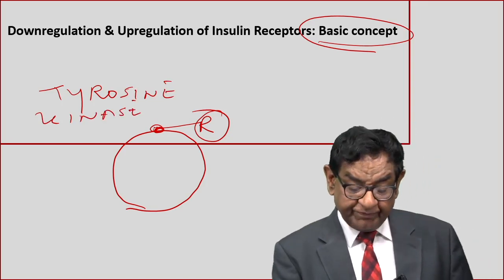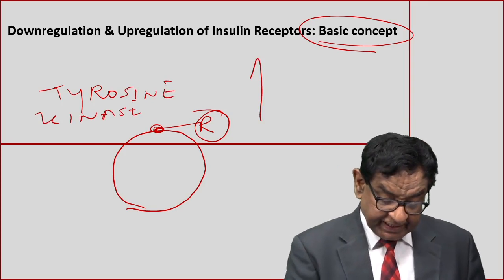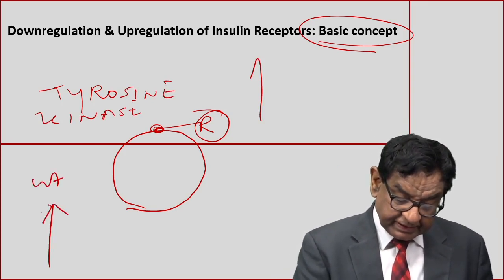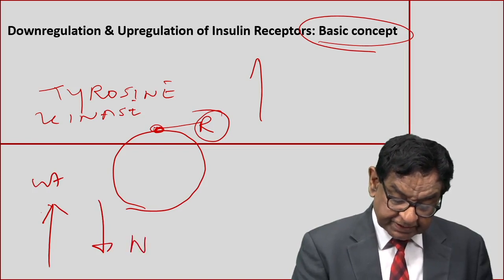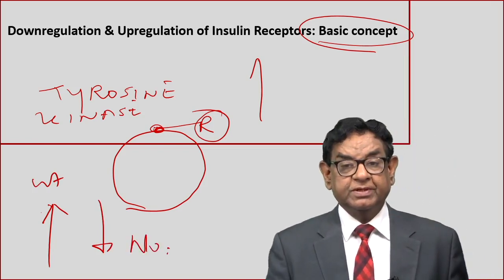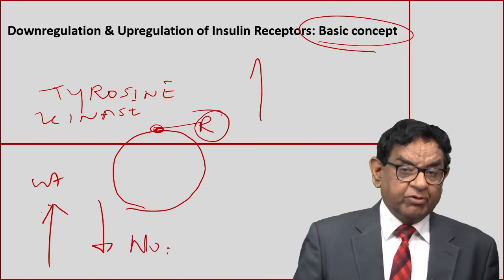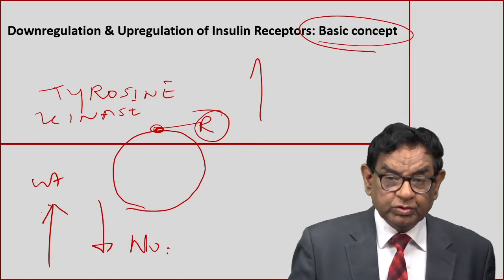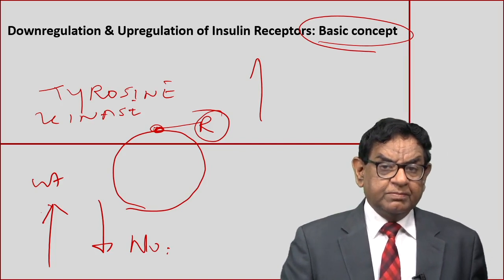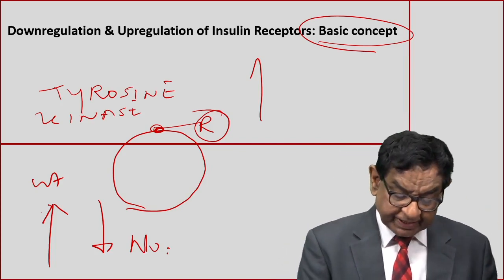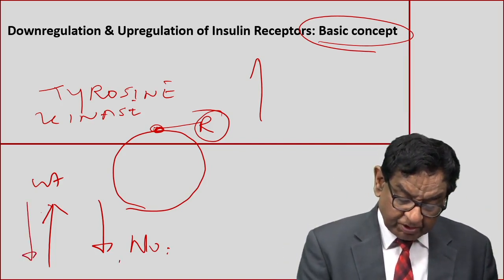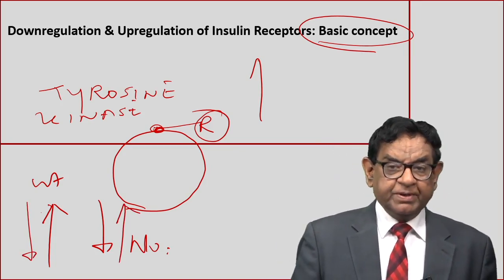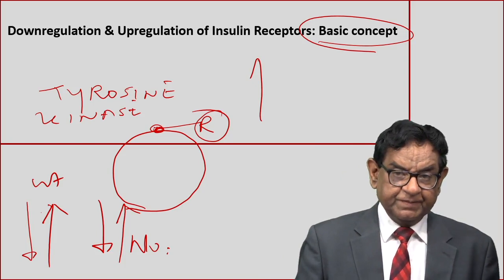So as the body weight increases, the number of receptors goes down. This is known as down regulation of receptors. Okay. So now if the patient loses body weight, the number of receptors goes up. This is known as up regulation of receptors.